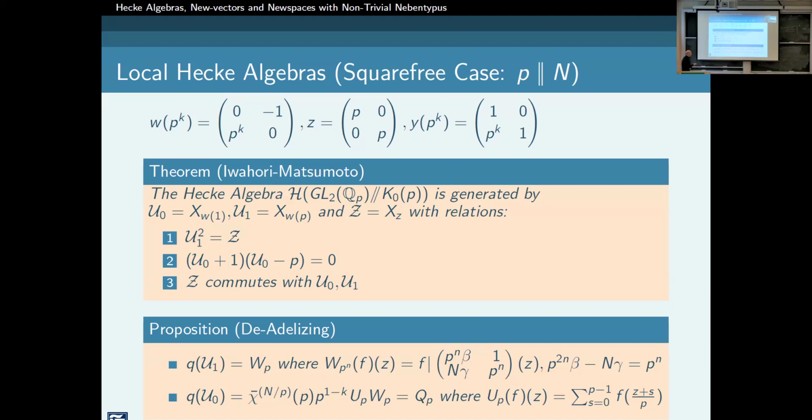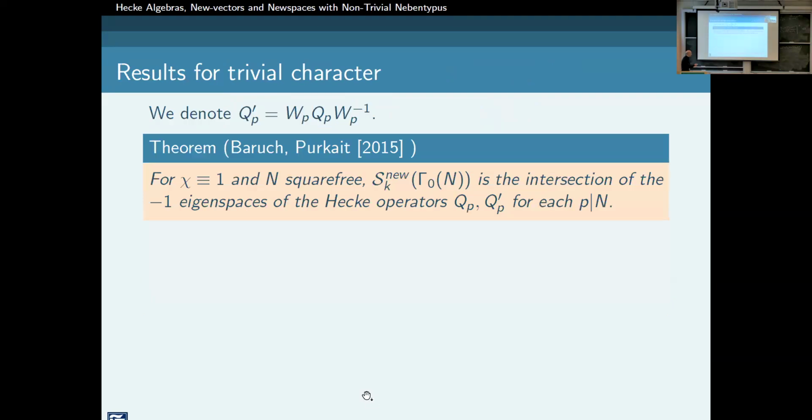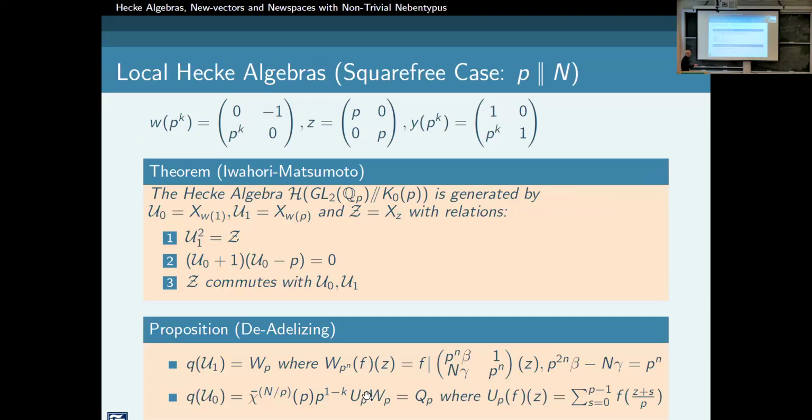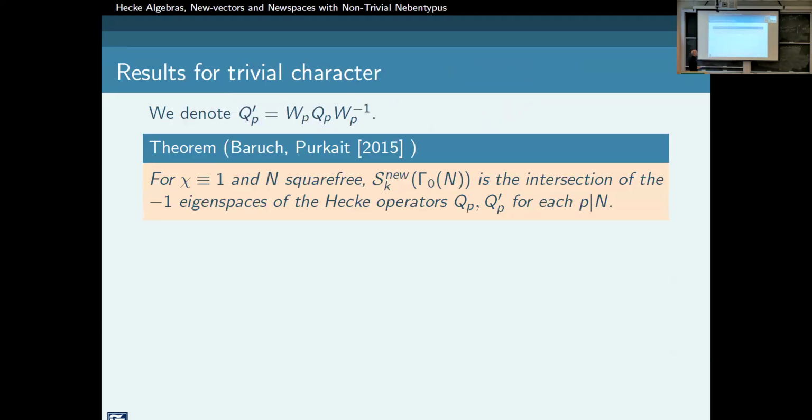Now, using QP without the character, using this QP operator with trivial character, Baruch and Pourquet were able to show that this operator, and its conjugate QP, for trivial character and square-free n, do indeed what I promised you we would do. If you take their -1 eigenspaces and intersect them, this is exactly the space of newforms.